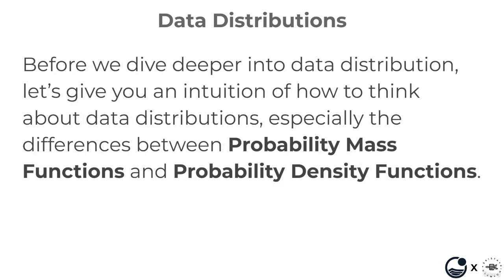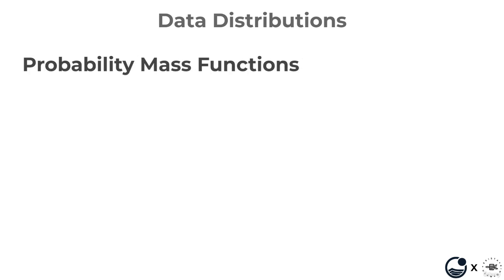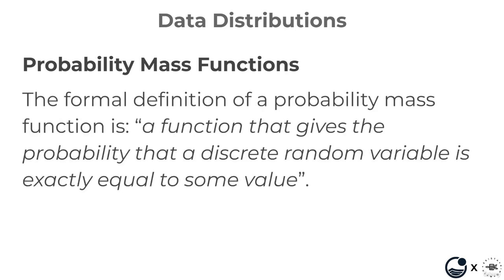Before we dive deeper into data distribution, let's give you an intuition of how to think about data distributions, especially the differences between probability mass functions and probability density functions, which are often confusing to beginners talking about data distributions. Let's begin with probability mass functions, otherwise known as PMFs. Now, the formal definition of a probability mass function is, quote, a function that gives the probability that a discrete random variable is exactly equal to some value.